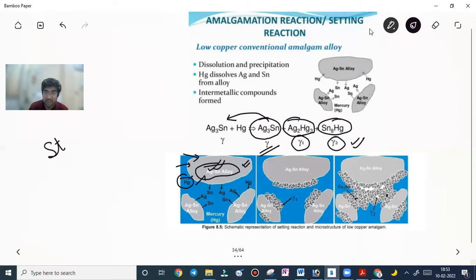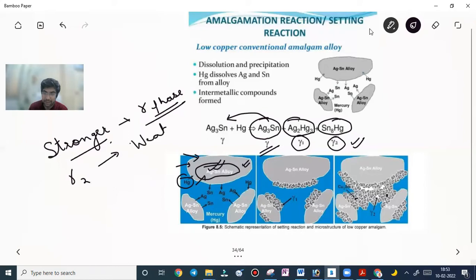The strongest phase is the gamma phase. So which one is the strongest phase? It is the gamma phase. Which one is the weakest component? It is the gamma 2 component. So what is gamma 2? It is Sn8Hg. So this is least stable to corrosion.